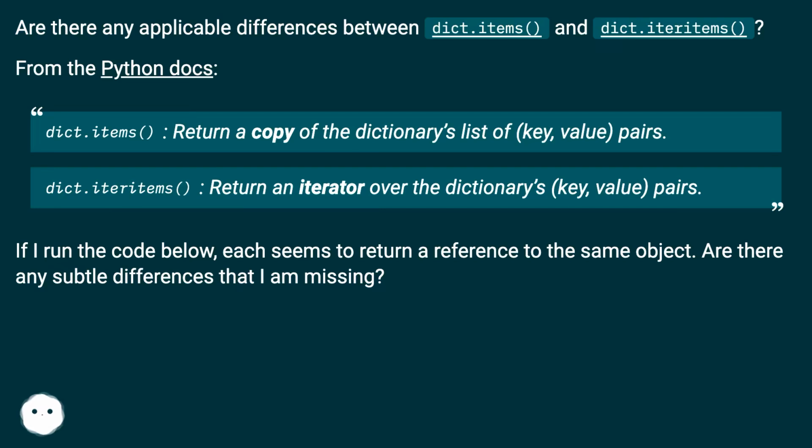If I run the code below, each seems to return a reference to the same object. Are there any subtle differences that I'm missing?